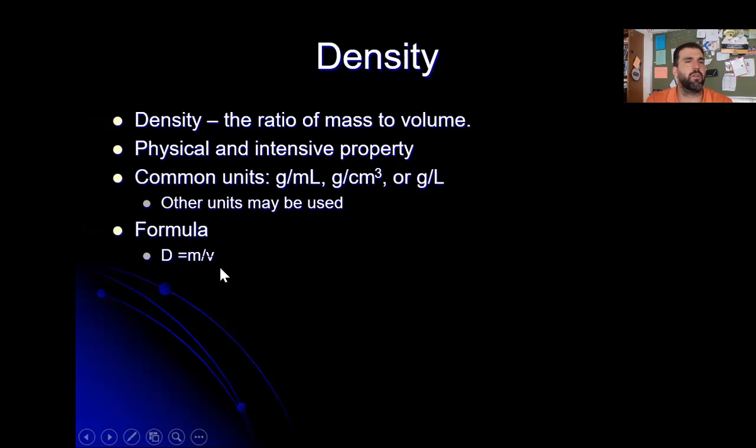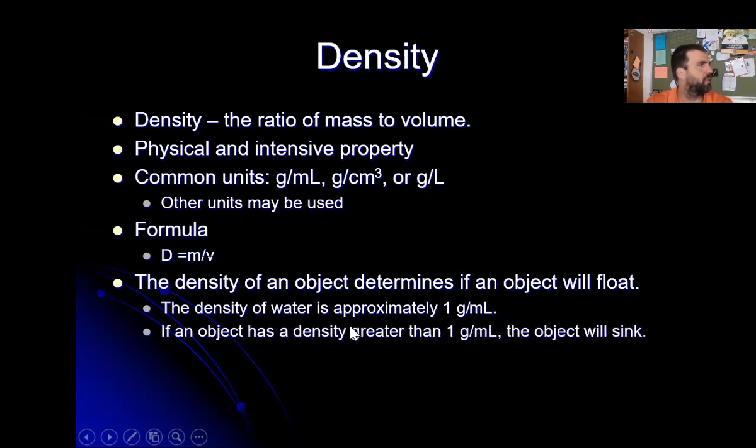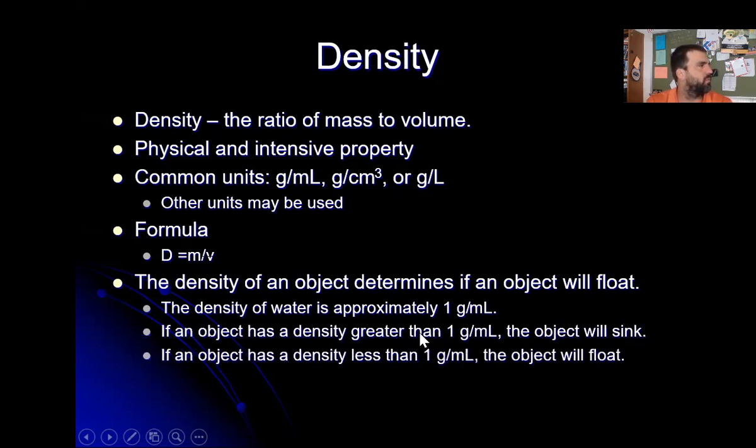Formula: density is mass divided by volume. I'll draw a triangle here in a second. The density of an object determines whether it will float or not. The density of water is approximately 1. If its density is greater than 1, it will sink. If the density is less than 1, it will float. This is how they made the Titanic. They had 13 or 16 compartments, and they said if like 5 of them flooded, they could still float, okay? Because the mass was less than the volume. That's the big thing. If you want it to float, the mass has to be less than the volume.